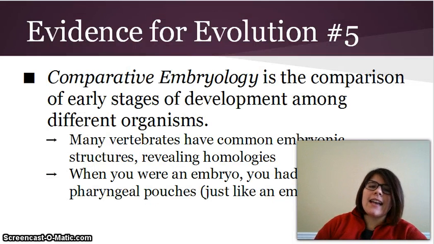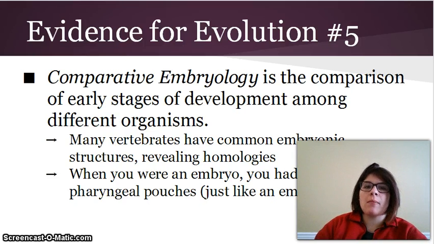So our next evidence for evolution is the fifth evidence, and that is comparative embryology. Embryology meaning the study of development of organisms. So comparative embryology is the comparison of early stages of development among different organisms. So we're just looking at that embryo and seeing the difference within it.